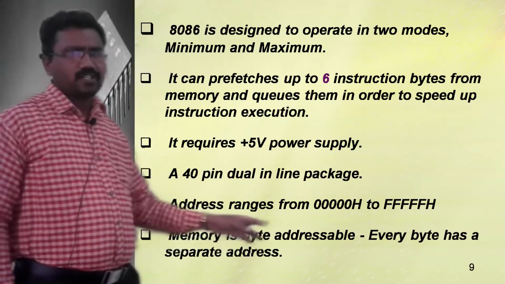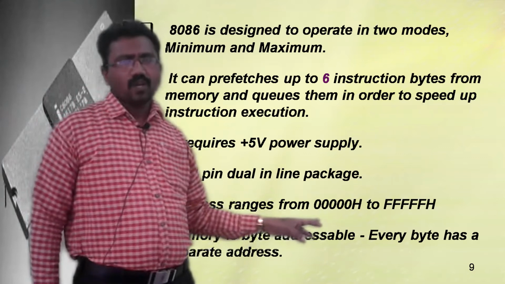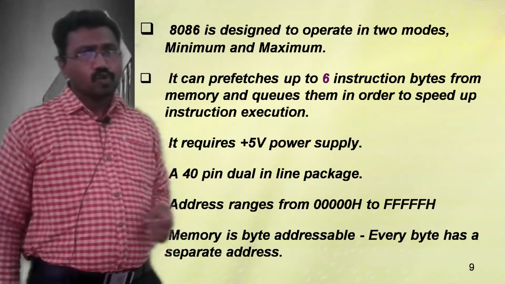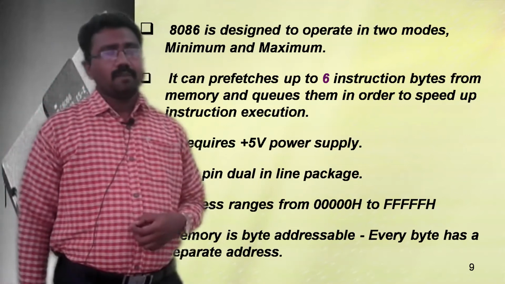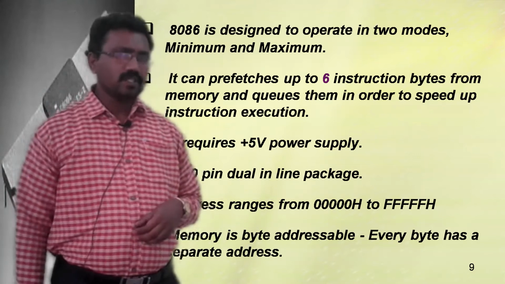And the address range. What is the capacity of memory? 2 to the power of 20. What is the address range? 0 to 2 to the power of 20 minus 1. How many address bits are there? 20 address bits, in the form of binary.